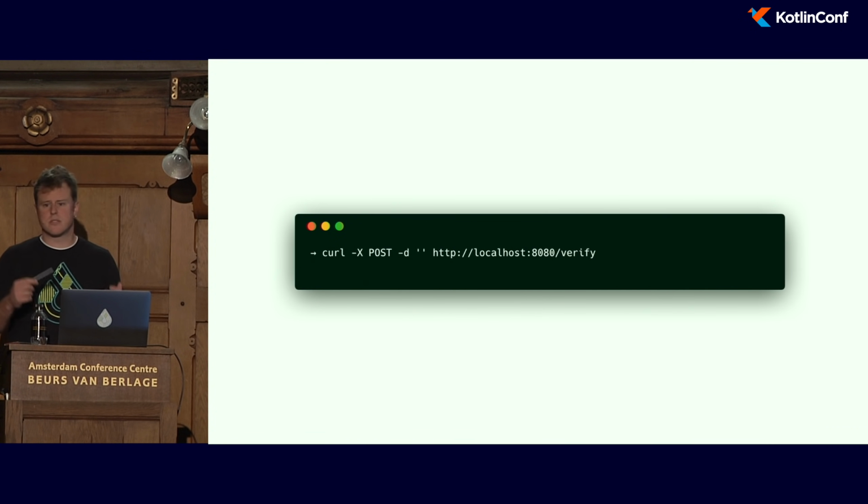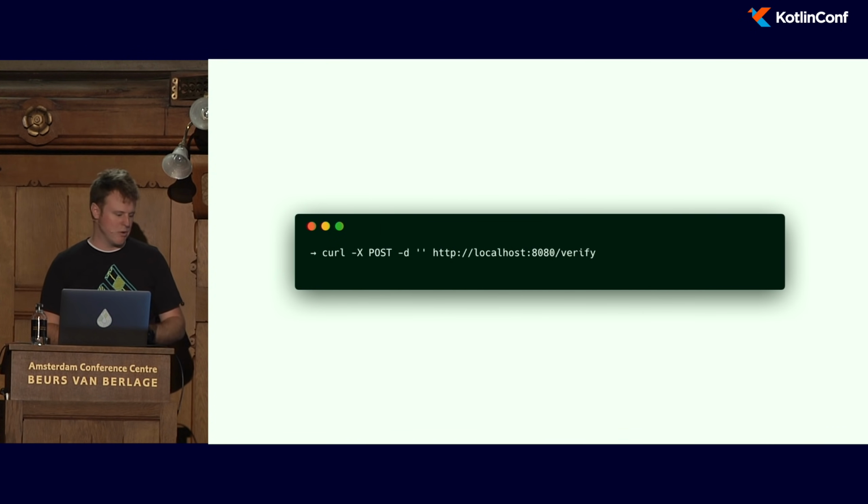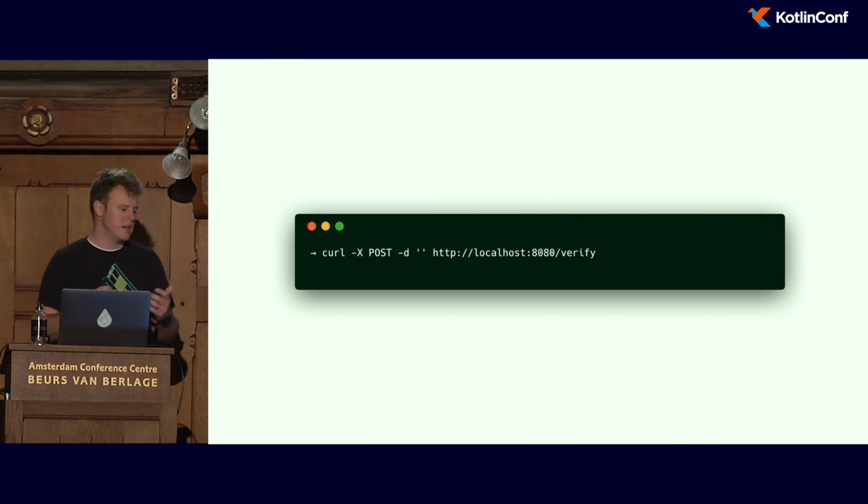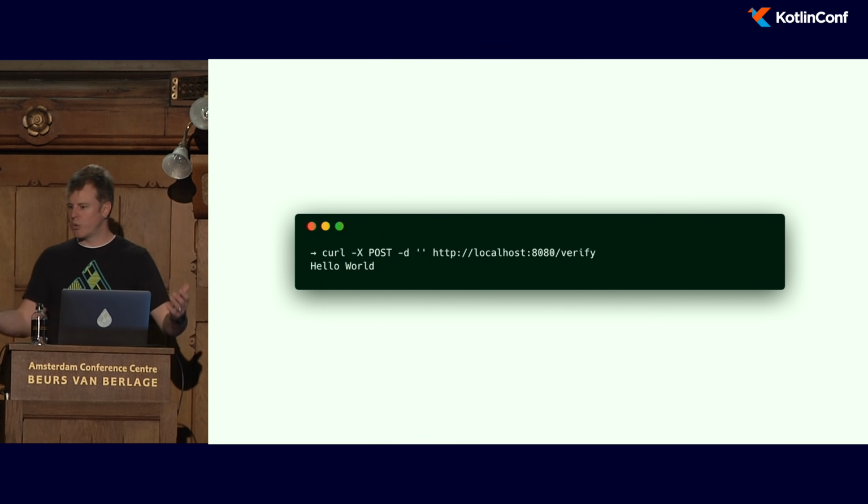We're going to use curl. Since we're using a post route, we can't just use the browser because that only does get requests. So we're going to use curl to make a post request with some empty data, and we get back hello world. And hooray, we've made in 5 lines of code our first Ktor server.